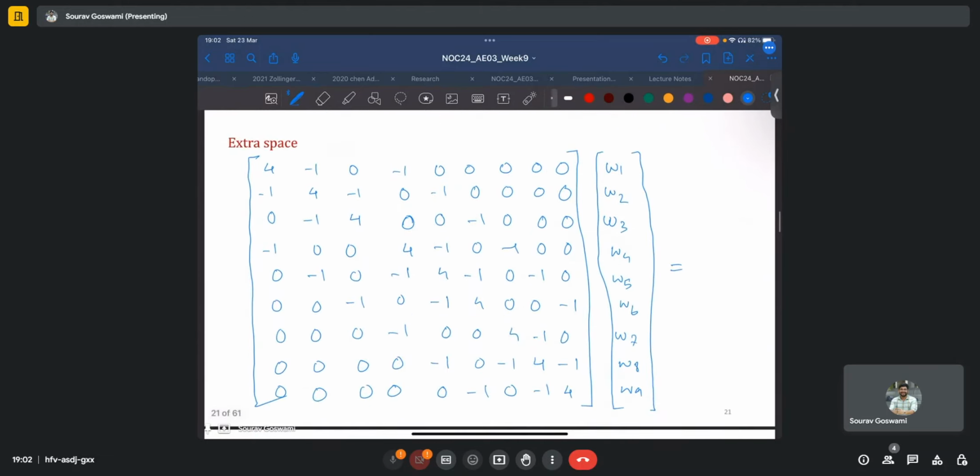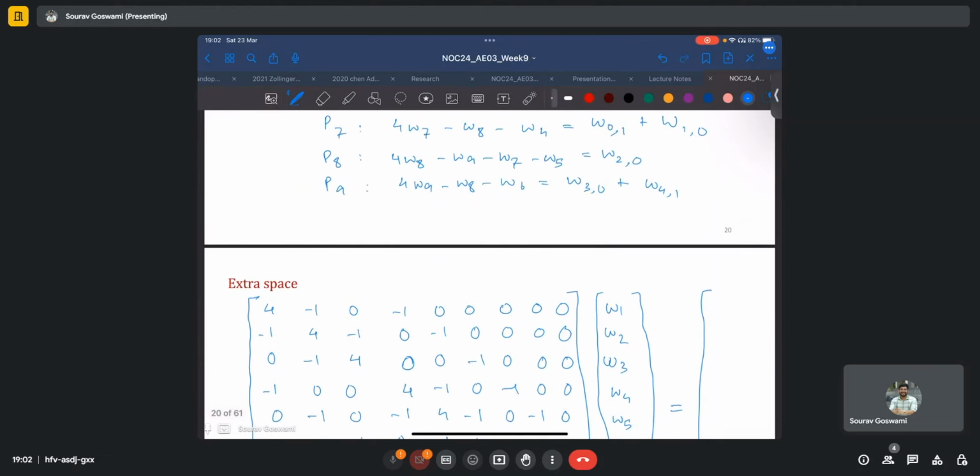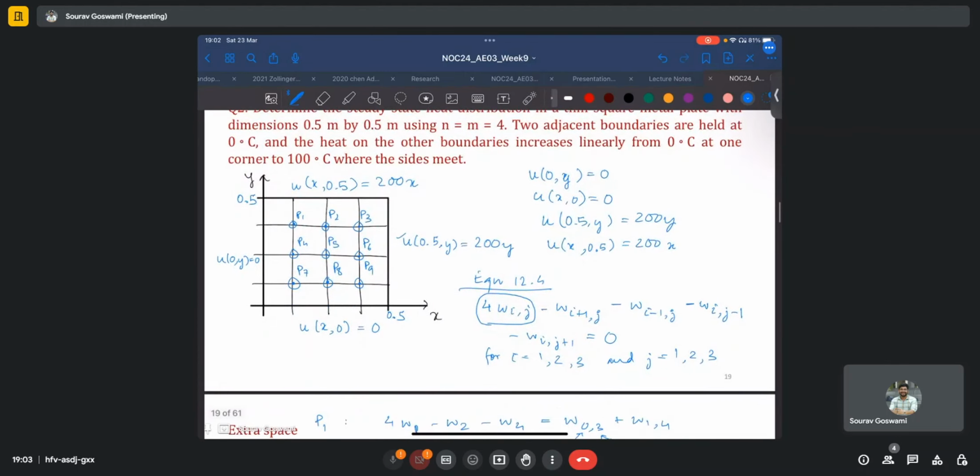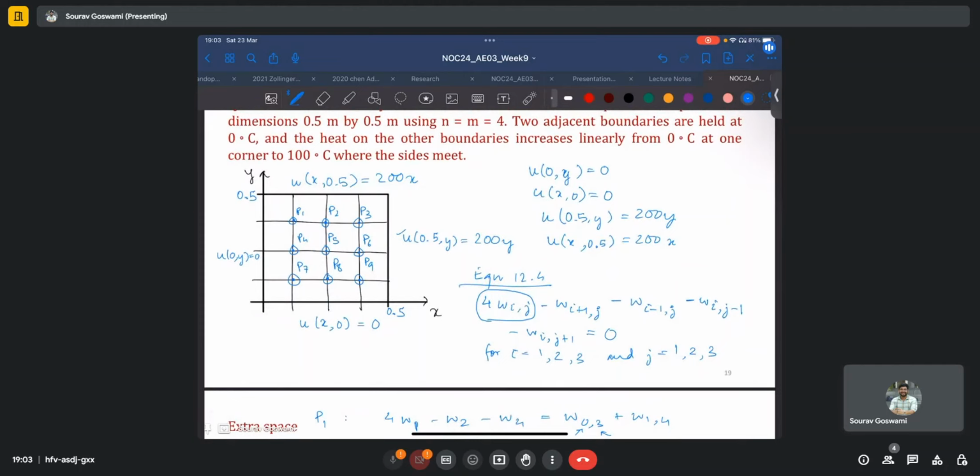And then the RHS. But where do the RHS come from? They come from the boundary conditions. The boundary conditions will imply that W1,0; W2,0; W3,0; 0,1; 0,2; 0,3 are 0. So these are the W's at these X and Y edges.